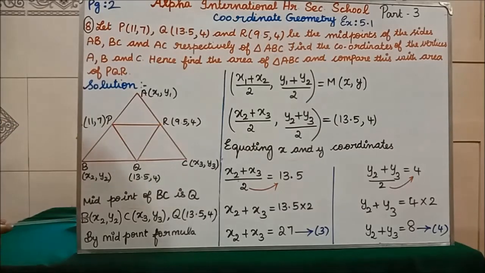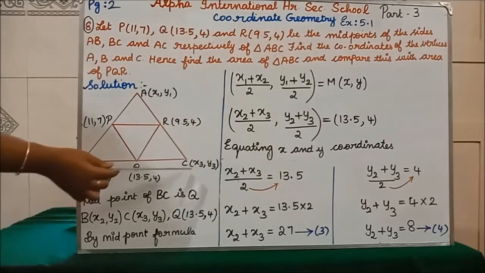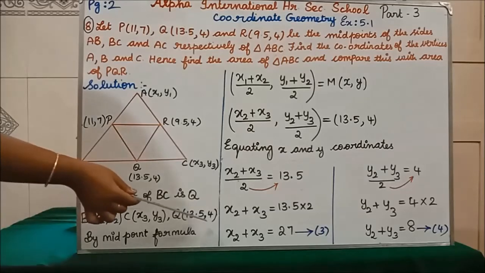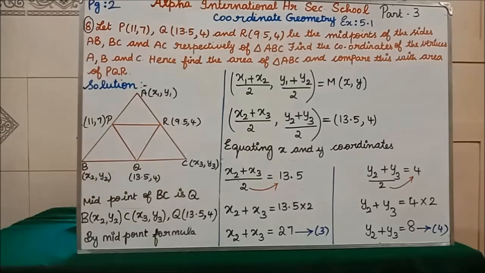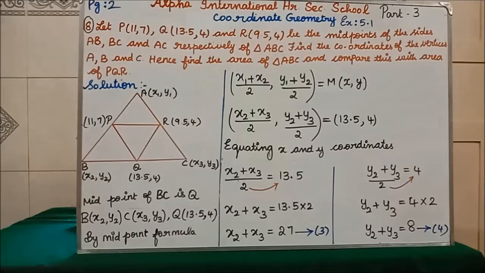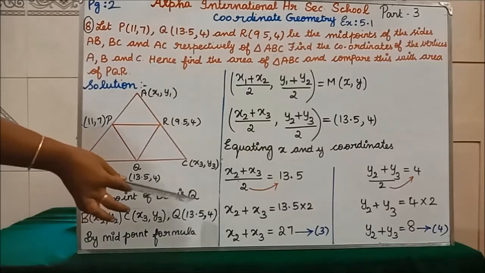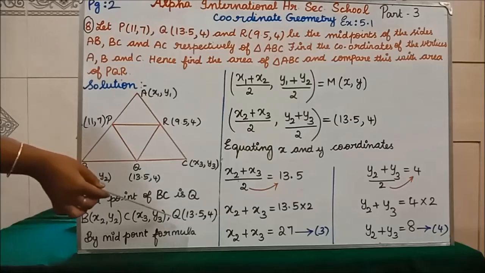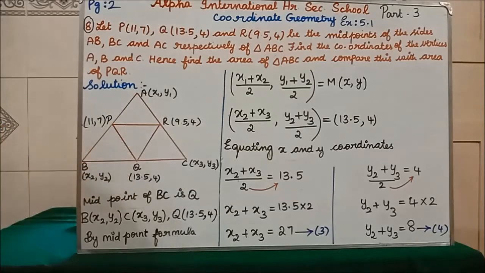Clear? B vertices is what? X2, Y2. C vertices is what? X3, Y3. Midpoint Q vertices is what? 13.5, 4. We are going to do this how we did for the side AB. The same, only we are going to continue everything. Clear? Midpoint of BC is Q. B x2, y2, C x3, y3, Q 13.5, 4.